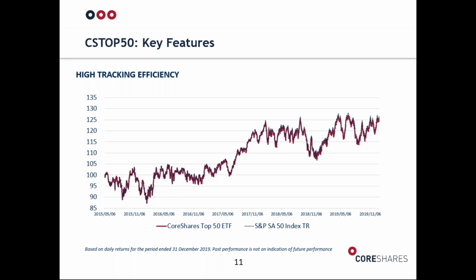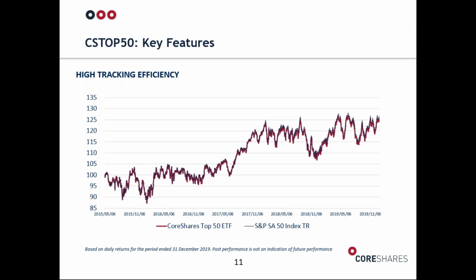The statistical measure is quite complex, so I'm going to leave that behind. As a basic rule of thumb, if a manager is good at tracking, you can take their tracking difference or tracking error to be the index return minus their TIC. So if the index did 20% in a year, you're going to get 20% minus, in the case of the Top 50 ETF, 0.29%. So your return is going to be roughly 19.7%. That's a very basic rule of thumb, but I think it's a fair assumption.